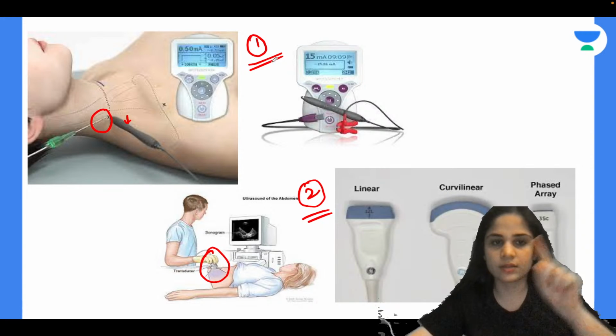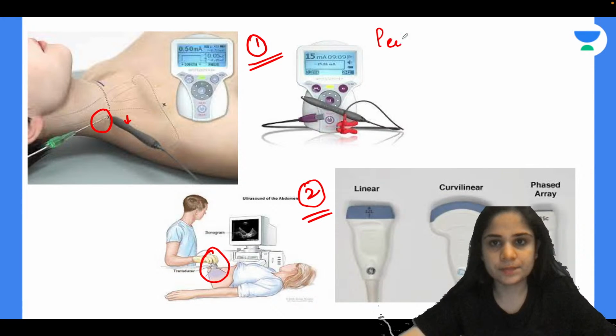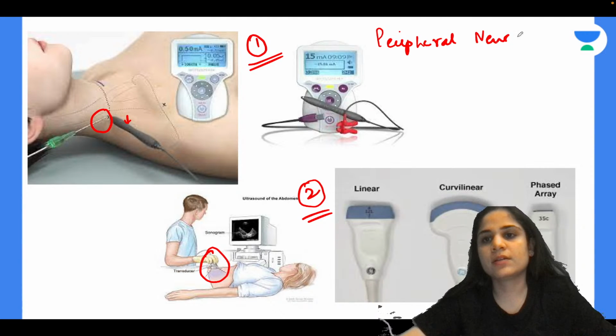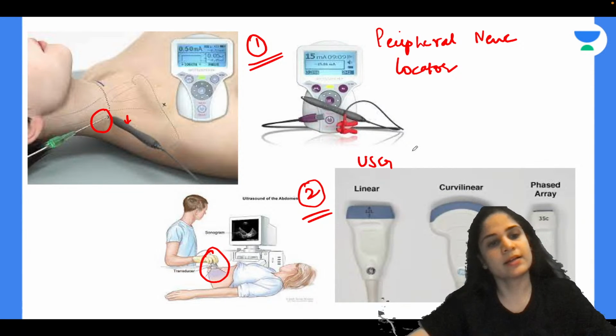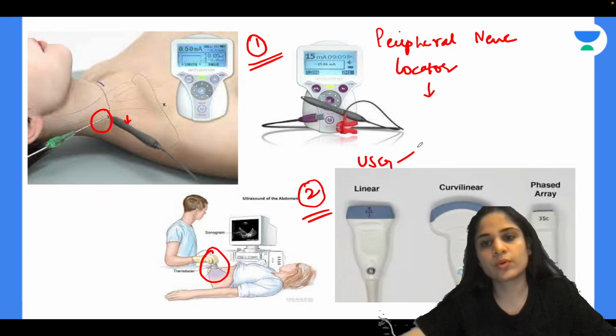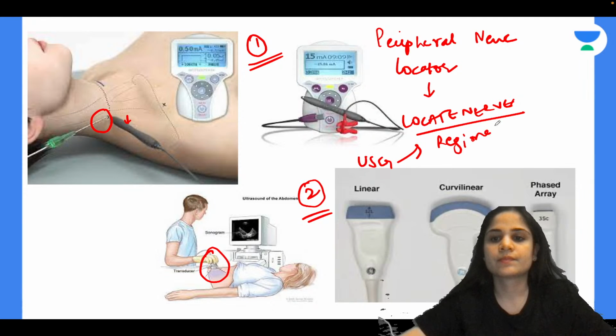You are trying to find the nerve with the first one. So this is called as a peripheral nerve locator. Okay, this is called peripheral nerve locator. And what you are seeing over here is an ultrasound. Both of them are used to locate nerves. The main work they do is to locate nerves. And for what do we try to locate nerves? We try to locate nerves for giving regional anesthesia.